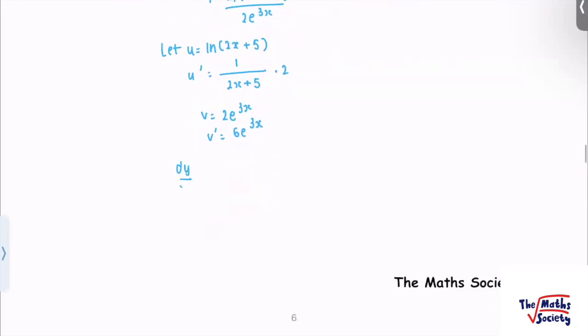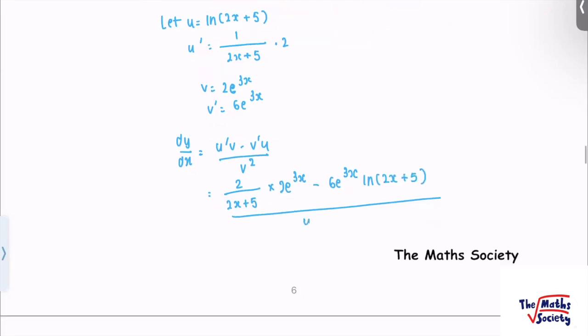So dy by dx is equal to u prime v minus v prime u, over v squared. u prime is 2 by 2x plus 5, multiplied with v, which is 2e power 3x, minus 6e power 3x times u, which is ln(2x plus 5), divided by v squared, which is going to be 4e power 6x. So that's going to be 4e power 3x by 2x plus 5 minus 6e power 3x ln(2x plus 5), divided by 4e power 6x.